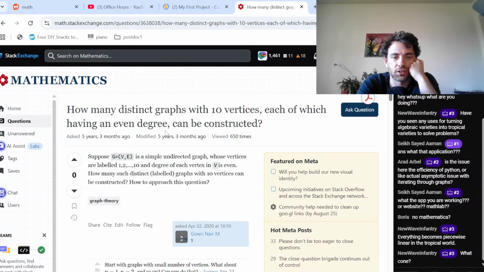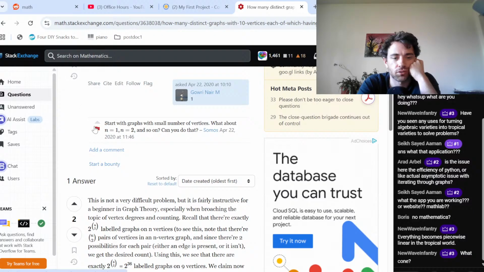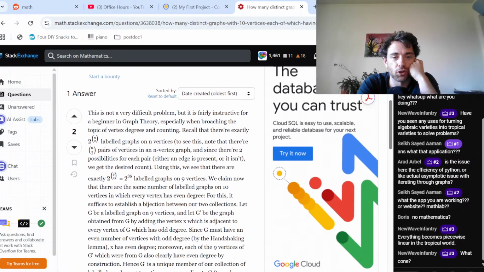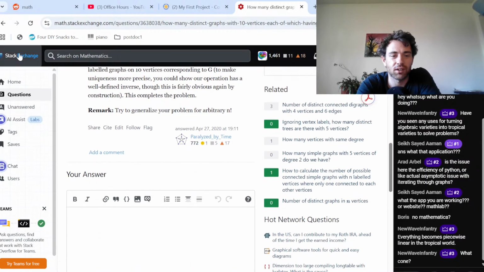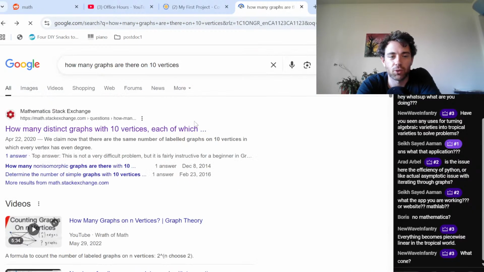Each of which have even degree. Nah, that's too restrictive. Okay, gosh. Wow. But yeah, here's the thing. Look, there's 2 to the 36 labeled graphs on... okay, sorry. That's labeled graphs, and that's not cutting down up to isomorphism.